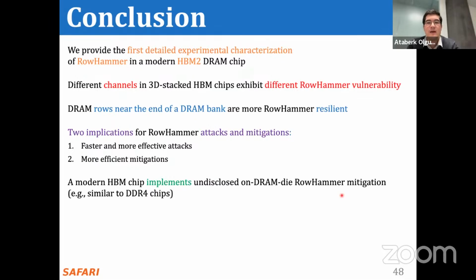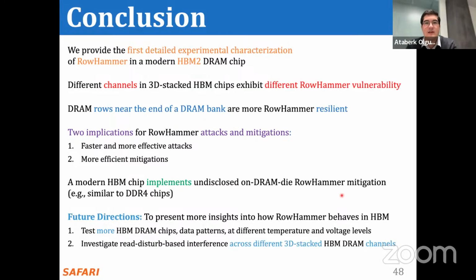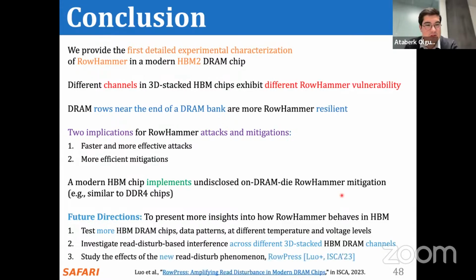We identify an on-die RowHammer mitigation mechanism in HBM2 chips, and this mechanism resembles the ones we have found in DDR4 chips. And to present more insights into RowHammer's behavior in high bandwidth memory, we plan to test more chips and more data patterns at different temperatures and voltage levels, and investigate the effects of read disturbance across 3D-stacked channels. That's a very ambitious study that we plan to do, but let's see.